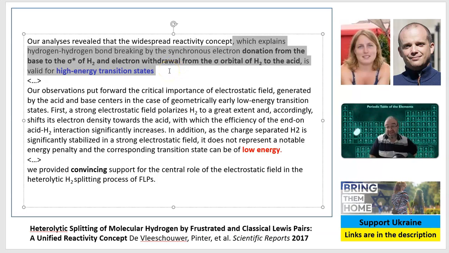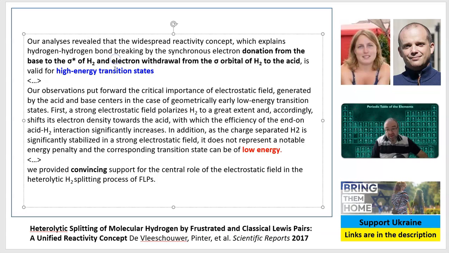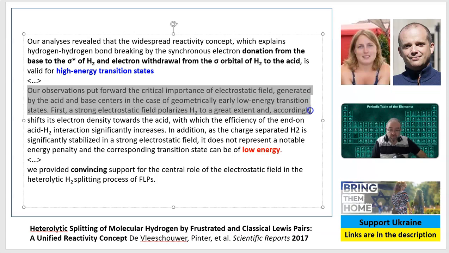So they say that there's basically both Professor Papai and Professor Grimme are correct, but for different systems. That's interesting. They say that there's high energy transition states and there's low energy transition states. So for high energy transition states, maybe there is an electron transfer. However, it's too energy demanding. That's why it's for high energy transition states. For low energy transition states, they state that there is still this electric field model, which is correct. So our reservations put forward the critical importance of electrostatic field generated by the acid and base centers in the case of geometrically early low energy transition states.